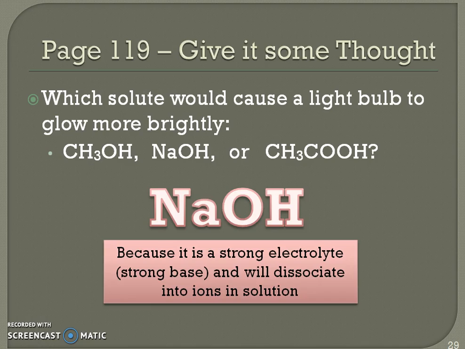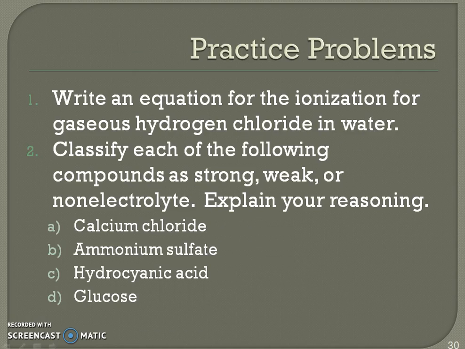Hopefully you chose NaOH. It is a strong electrolyte. It is a strong base, so it will dissociate completely into ions. And what are the two ions it would break into? Sodium plus and OH minus, or hydroxide minus 1. So again, pause the video, do your practice problems. Hopefully you'll understand the information. Hopefully you'll get your answers correct. And if not, when we go over this in class, I will answer any questions.